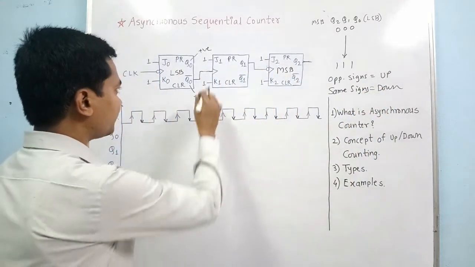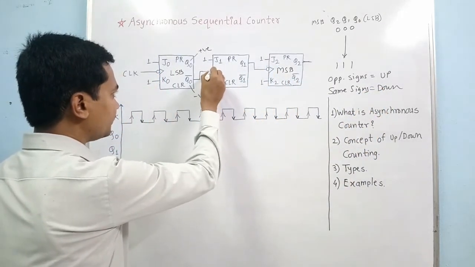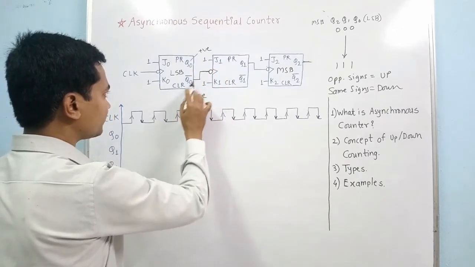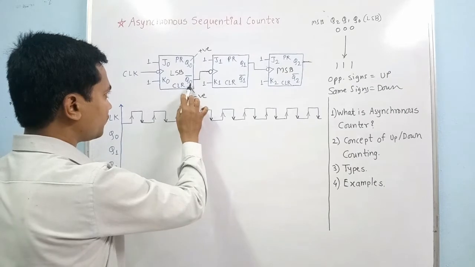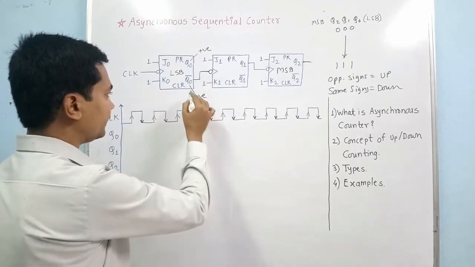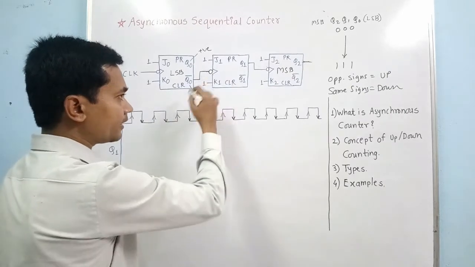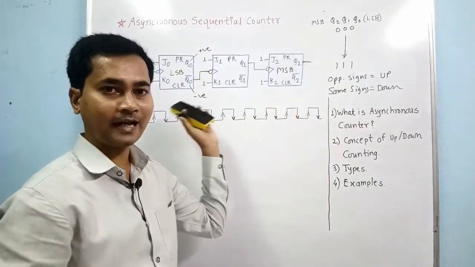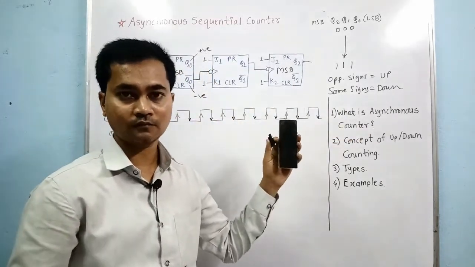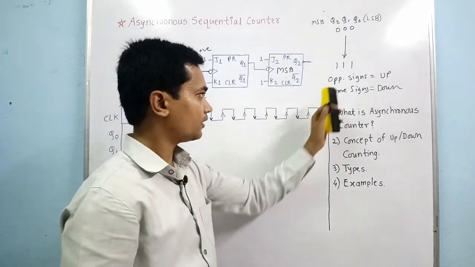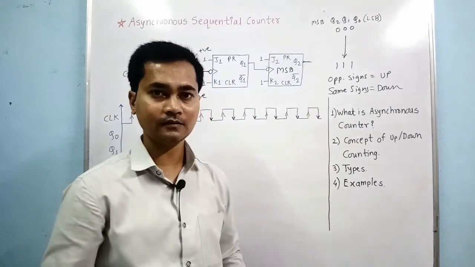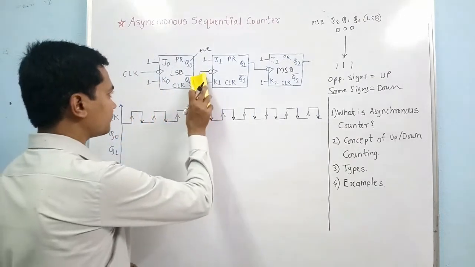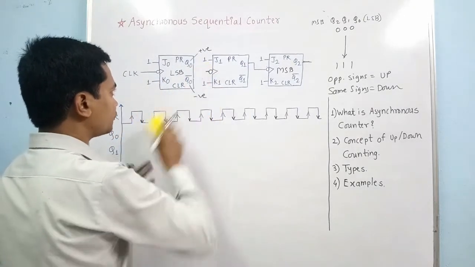So if I use a negative edge triggered flip flop and connect the complementary output of the flip flop to the clock, then negative negative, so these are the same signs. So this chain of flip flops will act as a down counter. So this is all about the up counter and down counter. So I will just reconnect this clock signal to Q0.